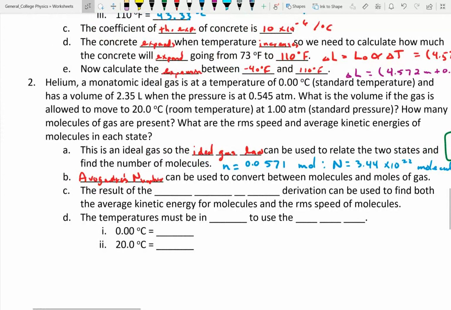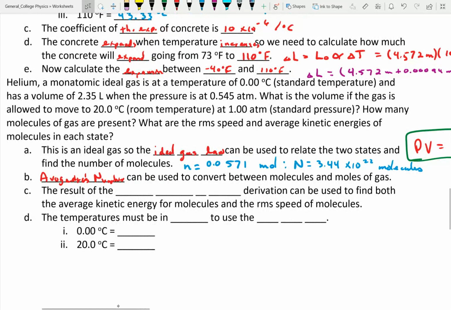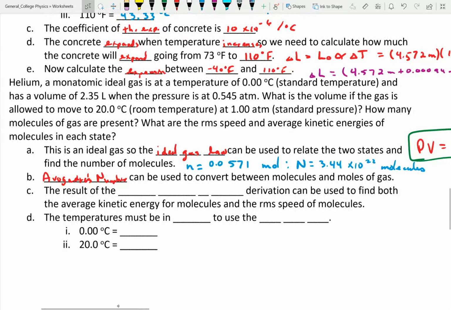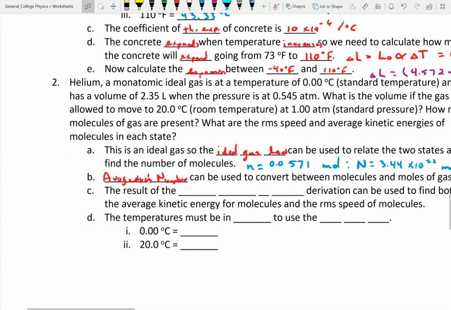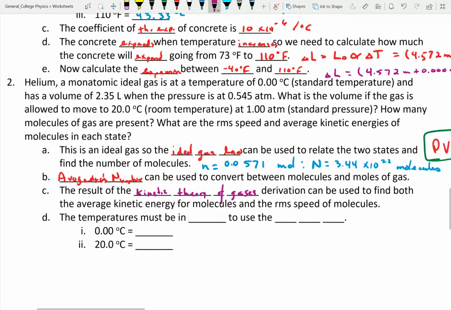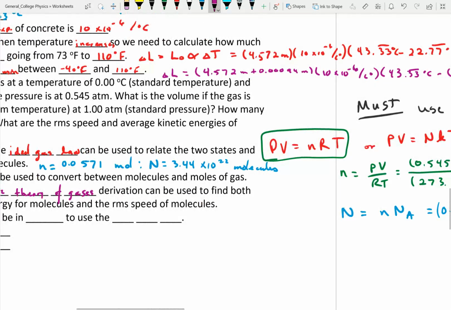The result of the derivation can be used to find both the average kinetic energy for molecules and the RMS speed of molecules. That's the derivation I did in class that I told you students find annoying, but it's really important because it actually shows you a reason why, and that's the kinetic theory of gases. So from that kinetic theory of gases, we get the relationship that v_rms is equal to the square root of 3kT over m, where m is the mass per molecule.